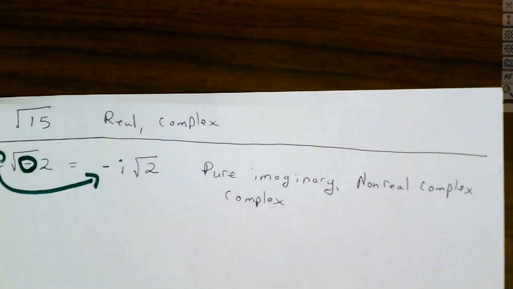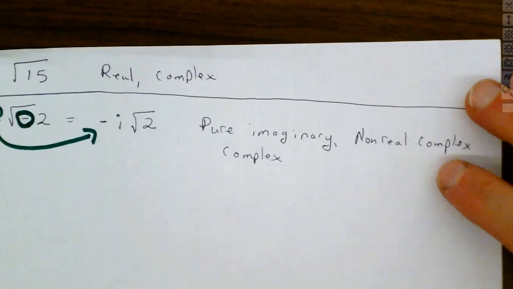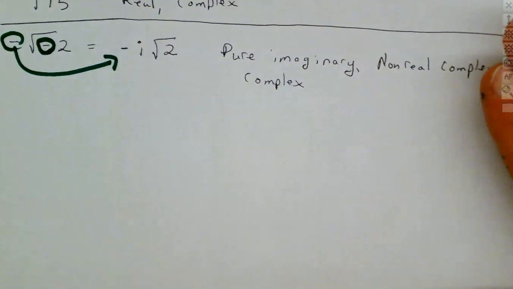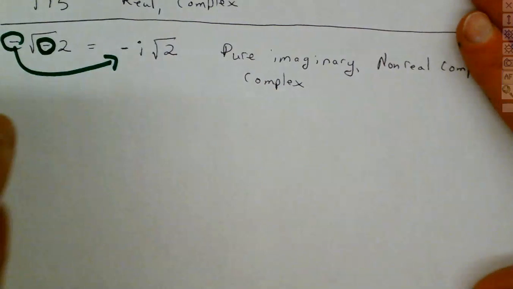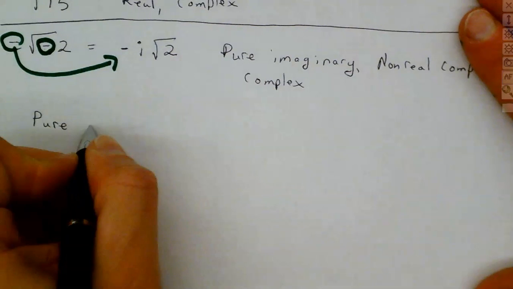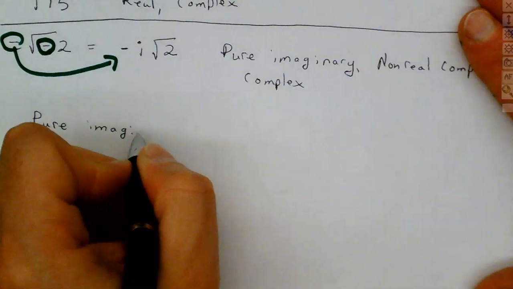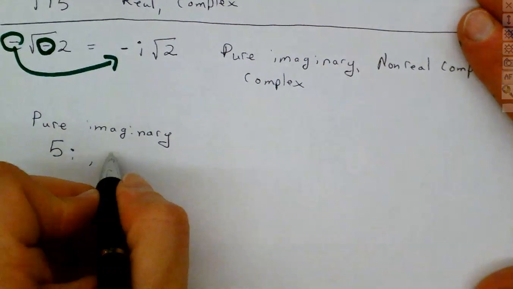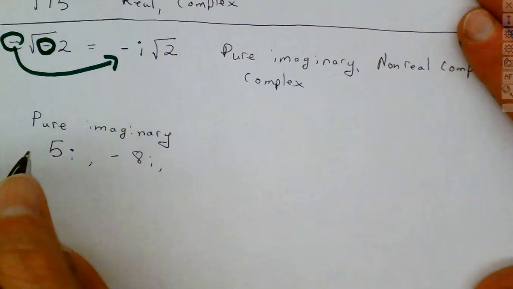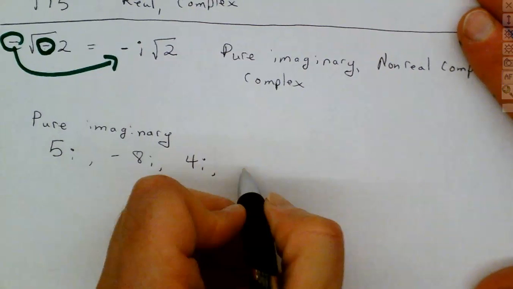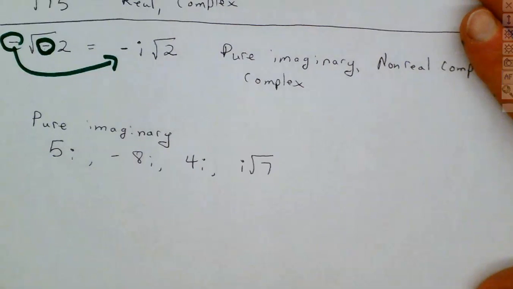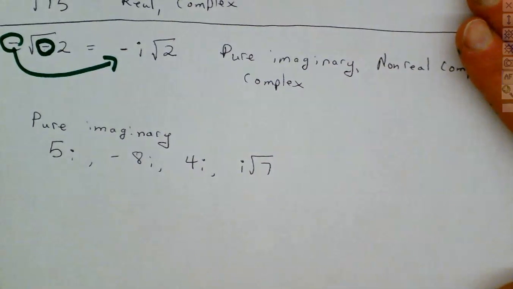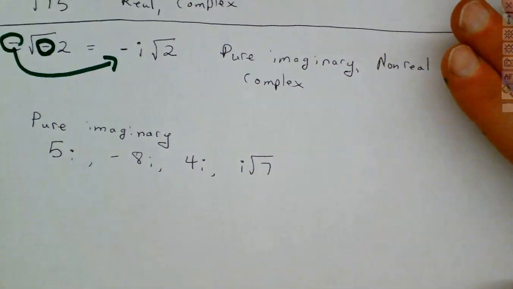Let's make sure we know the difference between something that is just non-real and pure imaginary. So these are going to be pure imaginary. 5i, minus 8i, 4i, i square root of 7. Those are called pure imaginary, all right? Because all they have is an imaginary part.